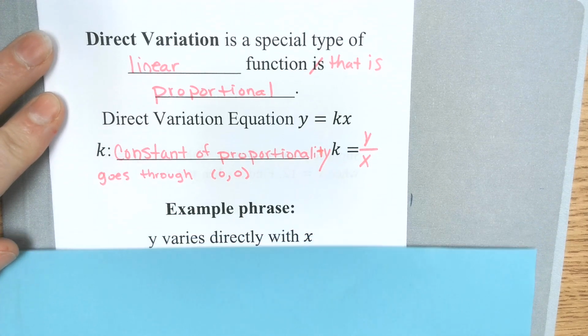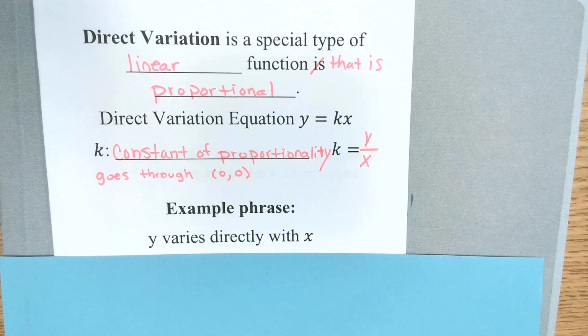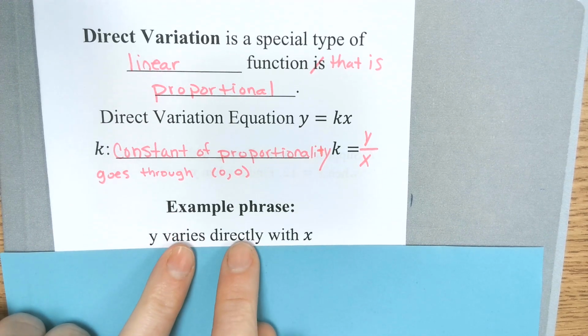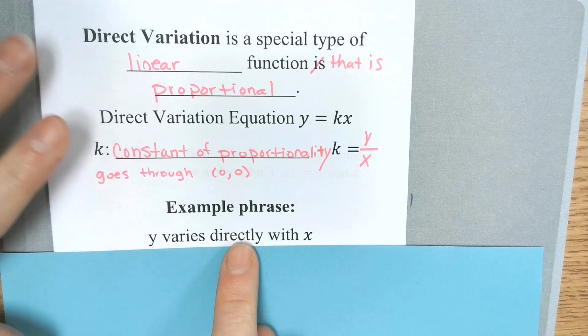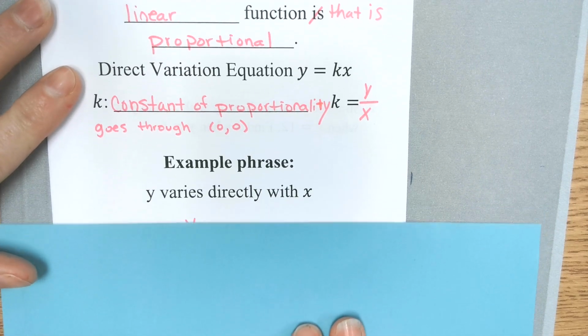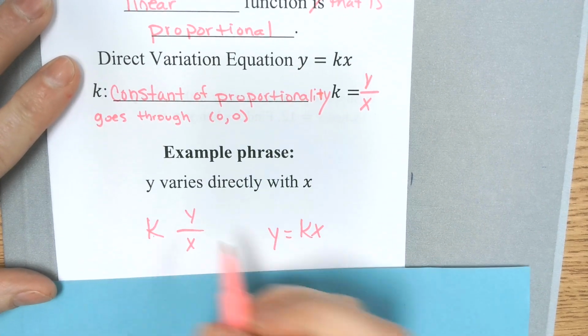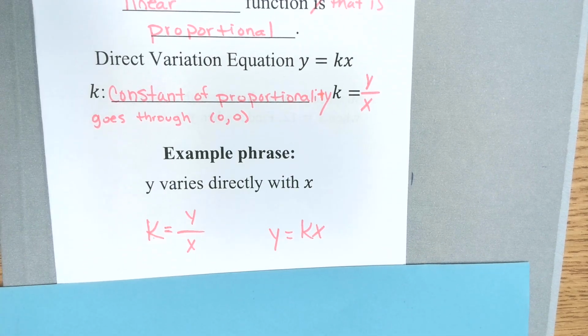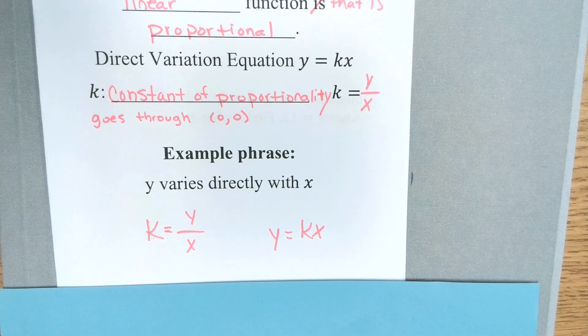Okay, so the example phrase that you're going to see is y varies directly with x, or y directly varies with x. These can be reversed. Y varies directly with x, or y directly varies with x, or is proportional to x. So you'll see all those different phrases. So what that means is k is found by doing y divided by x. And then we can use the equation y equals kx. So remember that, y over x.